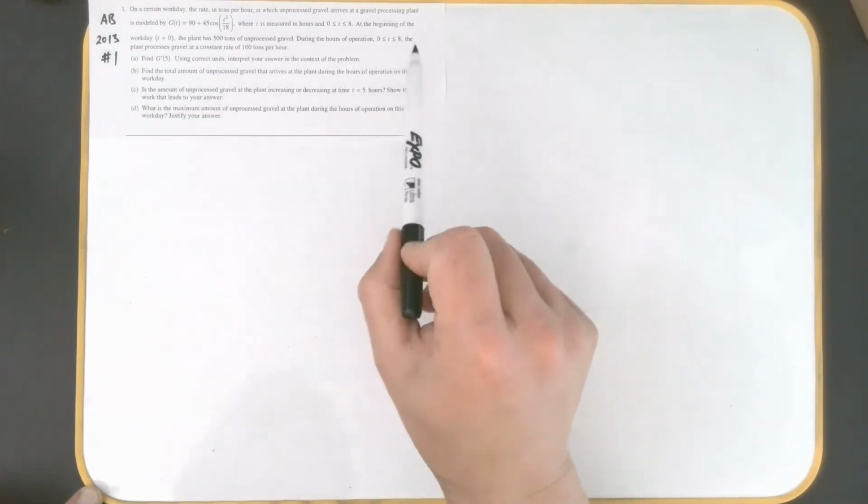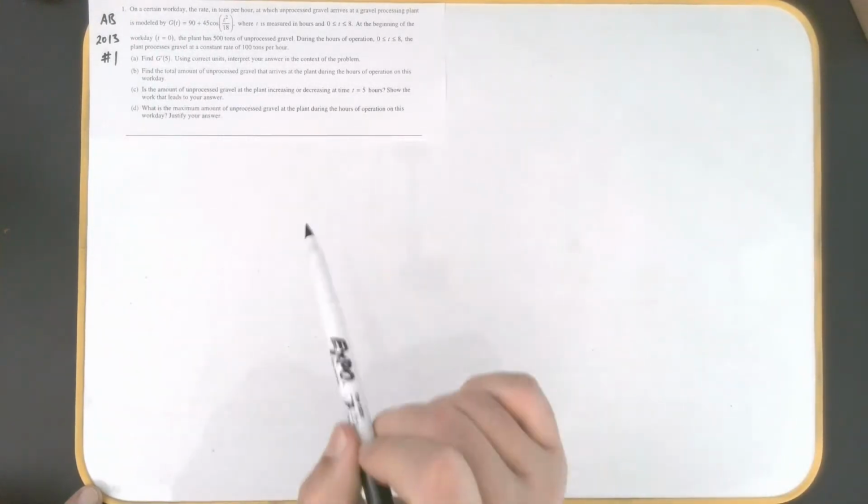And then it looks like the gravel is actually being processed at a constant rate of 100 tons per hour. So the rate in is the G function here, the rate out, or the rate being processed, is a constant. And then it says when the day begins, t equals 0, it's 500. So we have quite a bit of information, and this is very straightforward for a two-rate type of question. So let's see what we've got.